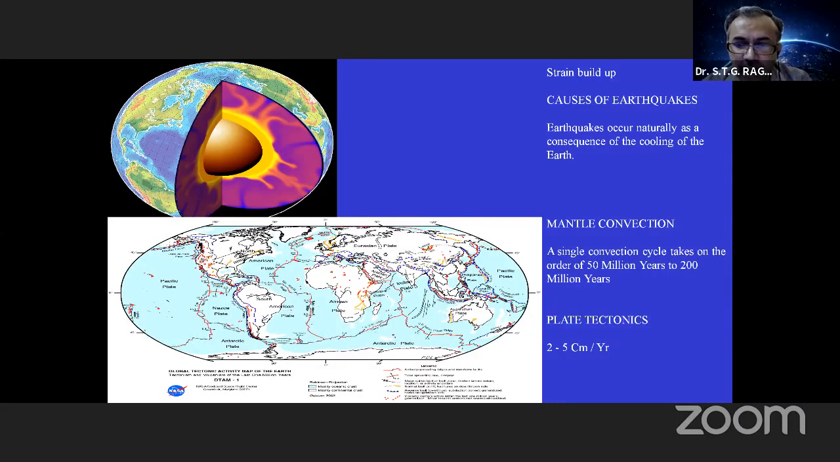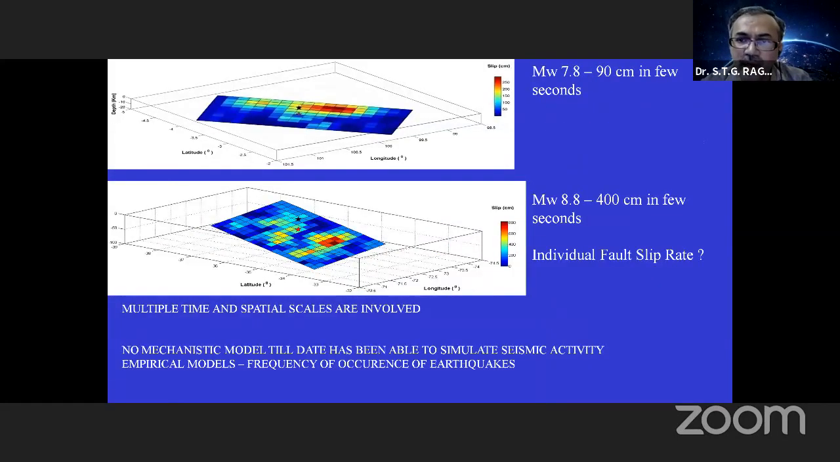And our plate dimensions are so huge, like the Indian plate of 5,000, 6,000 kilometers. I already showed you in my starting slide that the Indian plate velocity is something like 5 centimeter per year. Most of the plates all over the world have a velocity of 5 centimeter per year, which is caused by this mantle convection. Its time scale is 50 million years to 200 million years. And finally, when an earthquake happens, say a 7.8 magnitude earthquake, 90 centimeter gets released in a few seconds. And why it releases in a few seconds, I already told you the rupture speed is 2 to 3 kilometers per second, which is very fast.